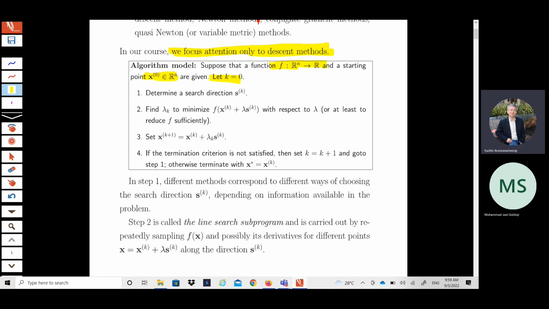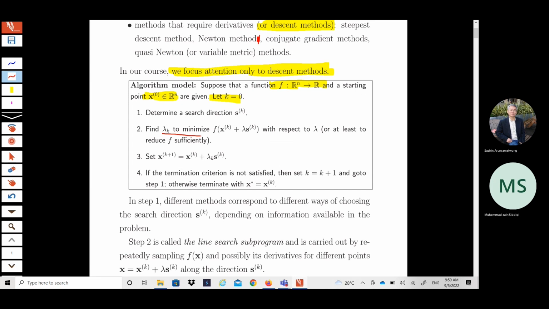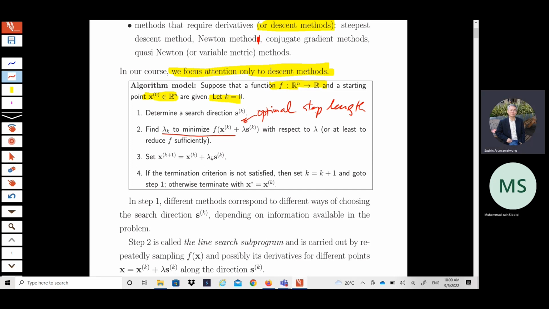We search along direction S to find lambda, the optimum step size. So lambda k here is called the optimum step size or optimum step length. We minimize f of xk plus lambda sk with respect to a scalar variable lambda. This is a line search. This is how we started.